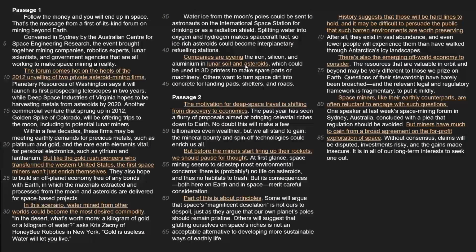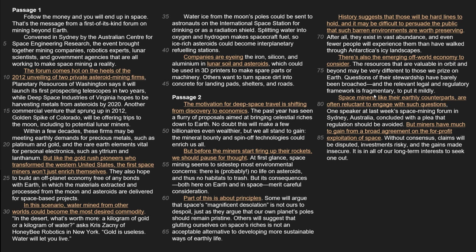Passage 2. The motivation for space travel is shifting to economics. Right? Again, introducing the topic of mining. But the miners need to think. They need to think for a second. Wait a second. It's not all roses. Because of these principles. It's going to be hard to change their minds, though, for this reason. We should also consider off-world economies. And miners don't really want to think about these issues, but they should.